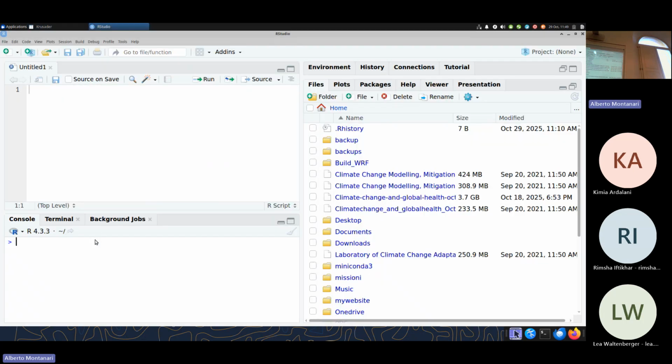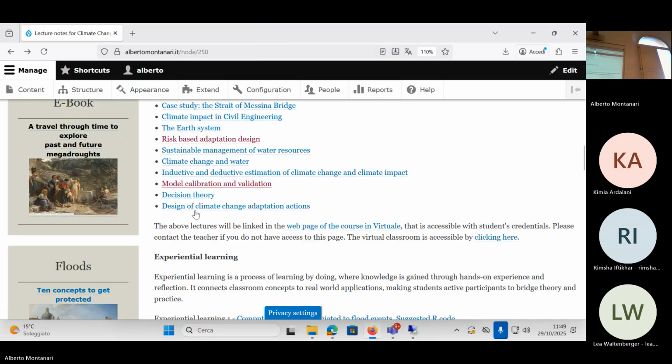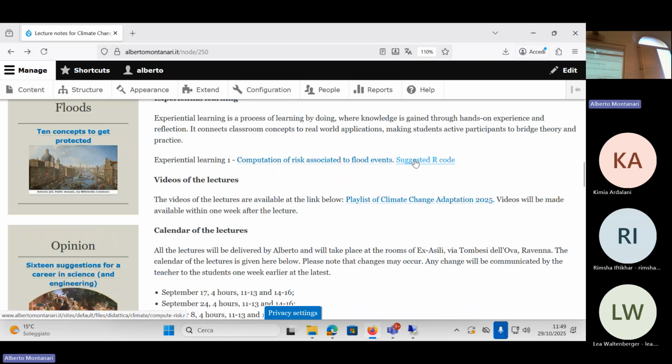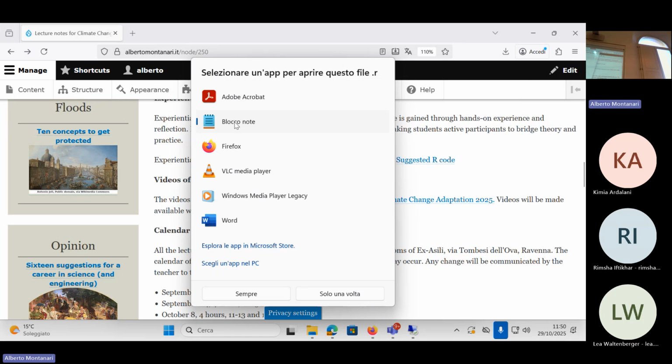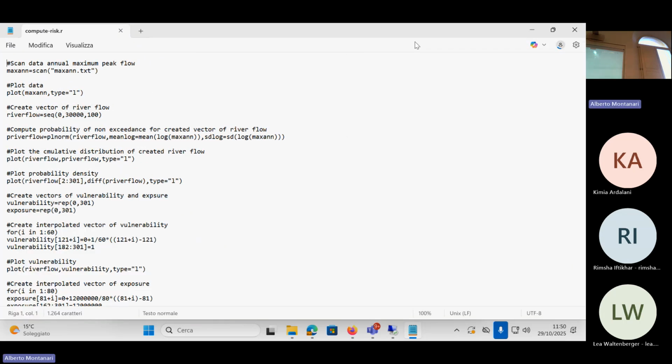So first of all, let's upload the file, and there is R code suggested here. Is R code suggested here? And suggested R code. Let's open it. And let's keep it in mind. Ideally we should avoid using it, but just to make sure that I have something to show you.